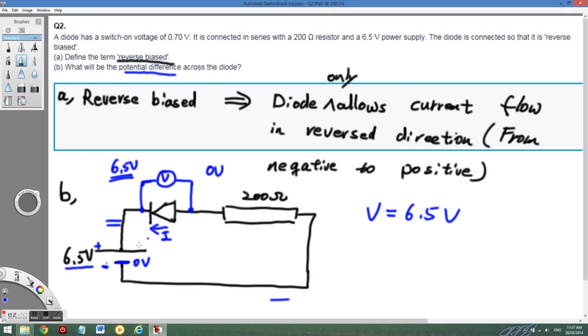Because this is what's happened here. The current will be 0 because the current is not allowed to travel through it, so the current will be 0. Okay, done.